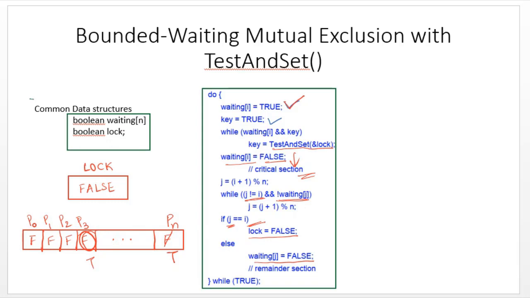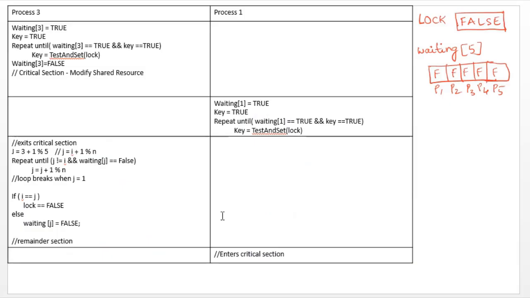To make this algorithm clear, I have written one example here. I have considered 5 cooperating processes. So our waiting array will have 5 elements. Initially they are all set to false. And there is also a global boolean variable called lock, which is also set to false.